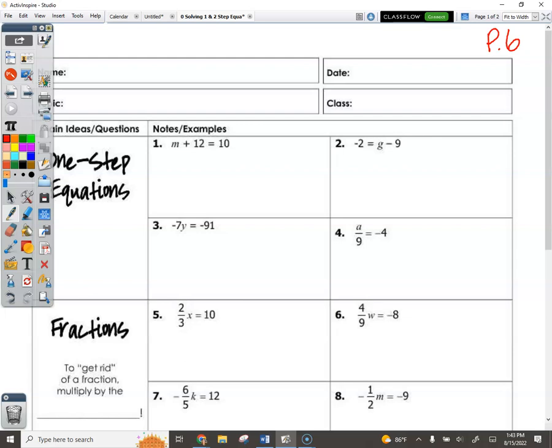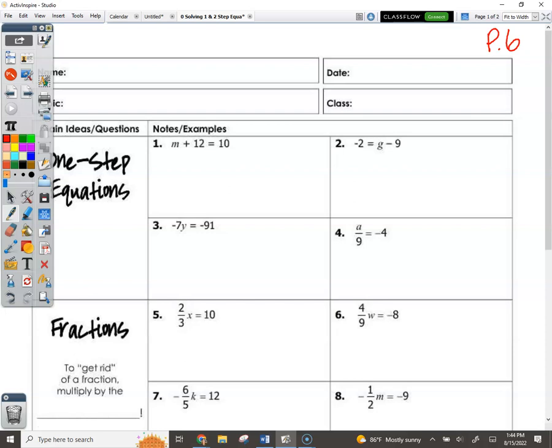One-step equations. This means it should take you one operation to solve the problem. This is like a warm-up. I want to show you a couple of techniques with solving equations. Some people are really good at it. They don't need this help. Some people struggle because they don't organize their work. I want to encourage you to organize your work.